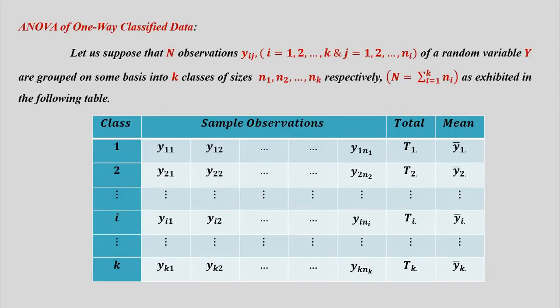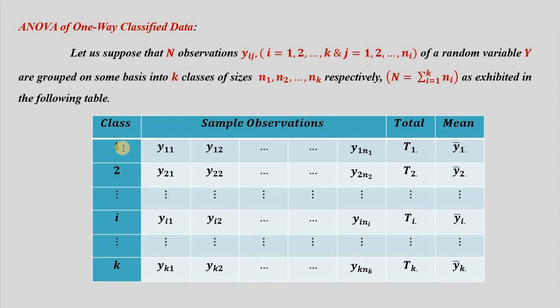Now, ANOVA for one-way classified data. Let us suppose that N observations yij, where i takes the values 1 to k, j takes the values 1 to ni, of a random variable Y, are grouped on some basis into k classes of sizes n1, n2, ..., nk respectively, where N is equal to the summation of ni, i from 1 to k, as exhibited in the following table.